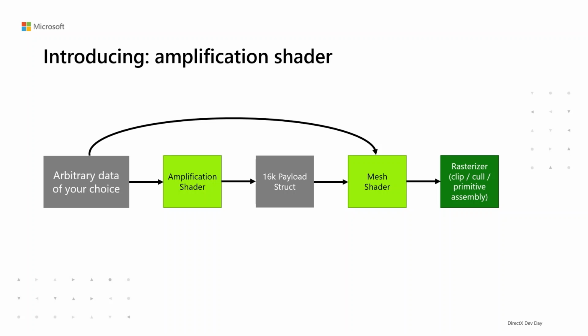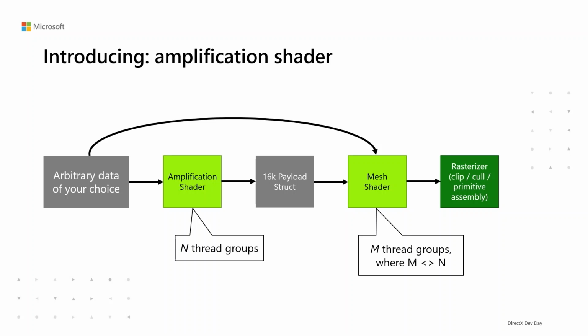It's a compute thread group that runs cooperatively over a set of threads working together. Does some math, whatever math you want to do, compute some things. And then it basically makes two decisions. It generates a payload structure, which can be up to 16 kilobytes of whatever data you want. And it decides how many Mesh Shader thread groups does it need. And then it launches them. So the key here is that the Amplification Shader has some number of thread groups. The Mesh Shader has some different number of thread groups, which could be less than the Amplification Shader or much, much more. It's up to you.